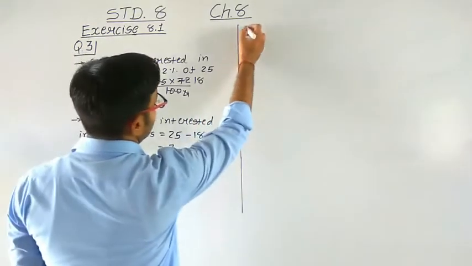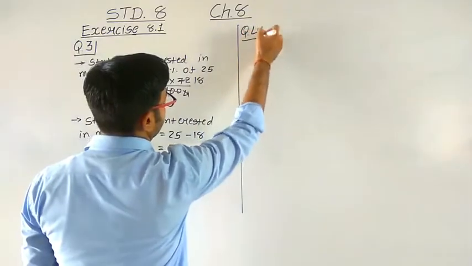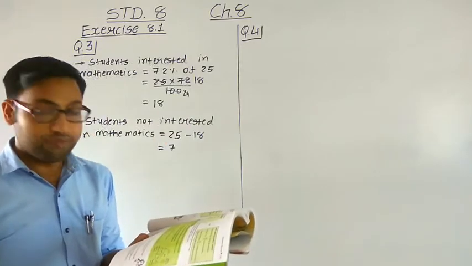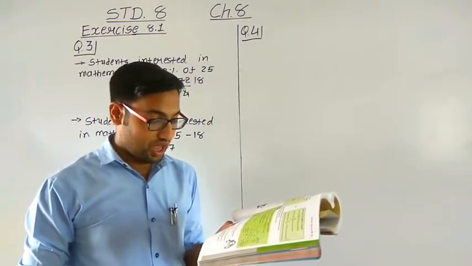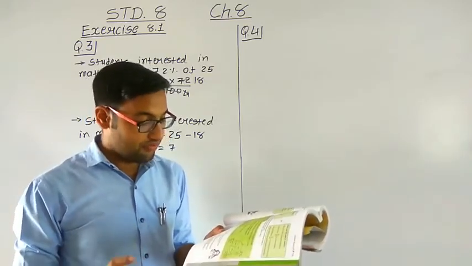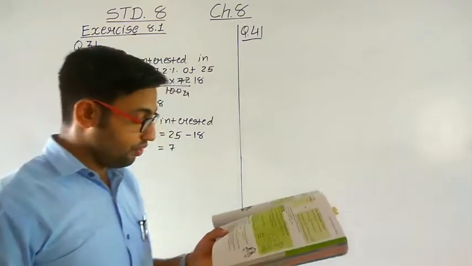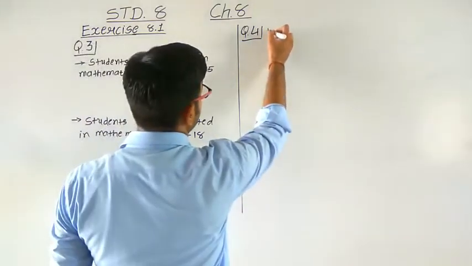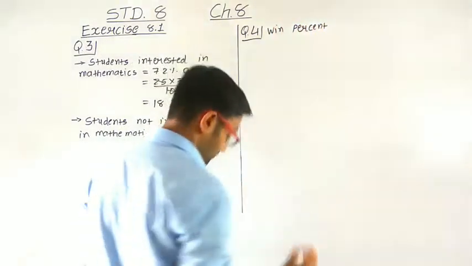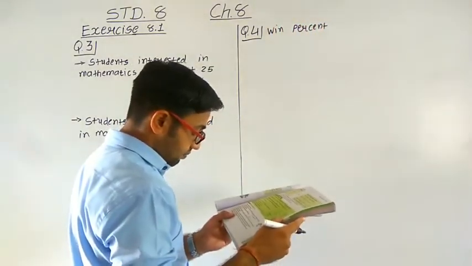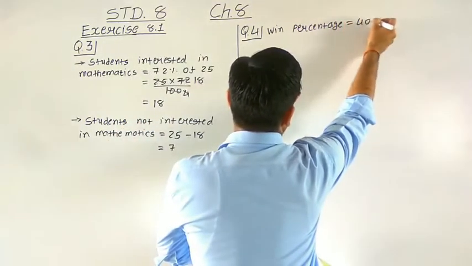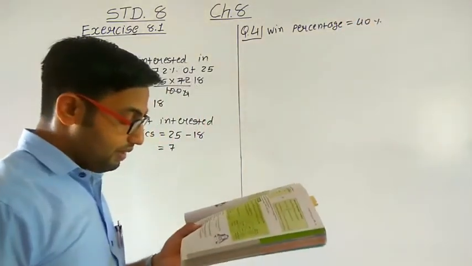In the same way, let us study question number 4. Question number 4 is: a football team won 10 matches out of the total number of matches they played. If their win percent was 40, how many matches did they play? See, we are given that their win percentage is equal to 40%.